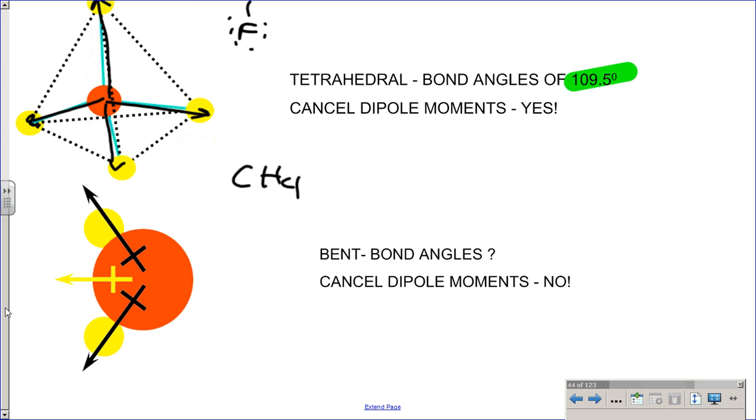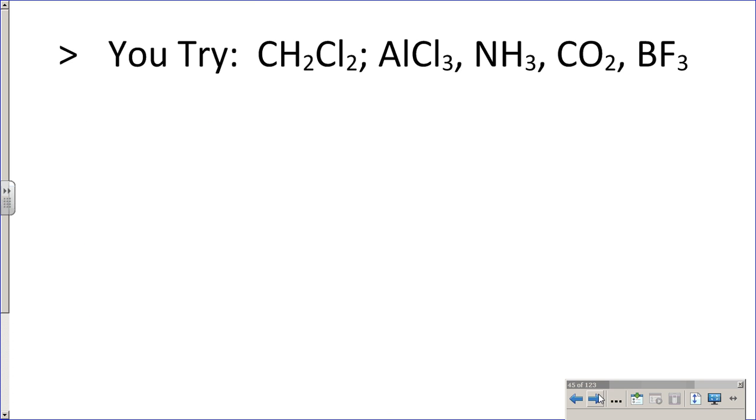This one, however, is bent, aka water. H, and then H. Those are definitely going to have an overall dipole moment pointing that way. That's supposed to be a bond. So the dipole moment definitely is there, so cancellation does not occur. Okay, so you guys can try these. We will practice some of these together.